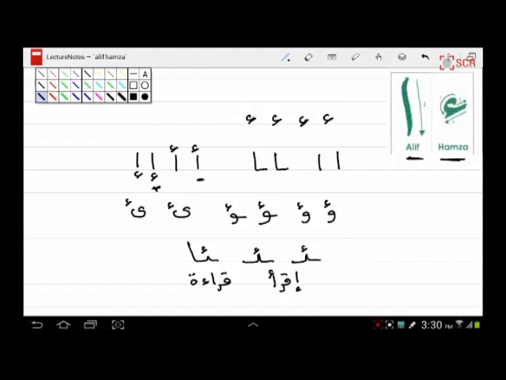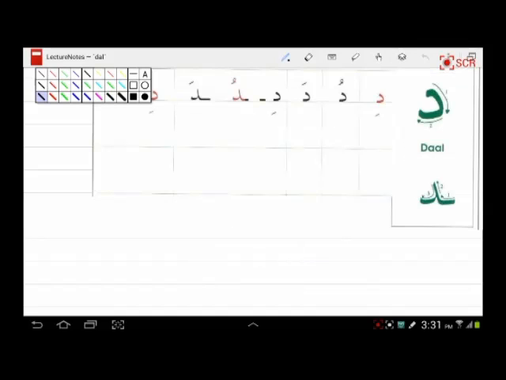Now let's move to the next one. This is the letter dal. This is the main form, and initial, middle, and final. See, it only connects from the right side. It doesn't connect from both sides, only the right side.